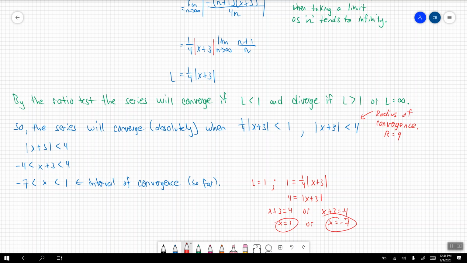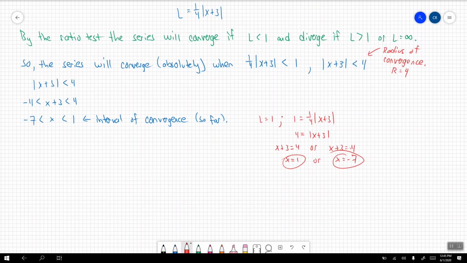Now, because L is equal to 1, the ratio or root test says that it is inconclusive. Inconclusive means that it cannot tell you whether it converges or diverges. And for us to bypass that inconclusiveness, we need to go into testing the endpoints. That's why we have to test the endpoints, because it's the last scenario where L is equal to 1 on the ratio test. So now that we have this, we have to test those endpoints. So I'm going to write here, test the endpoints.